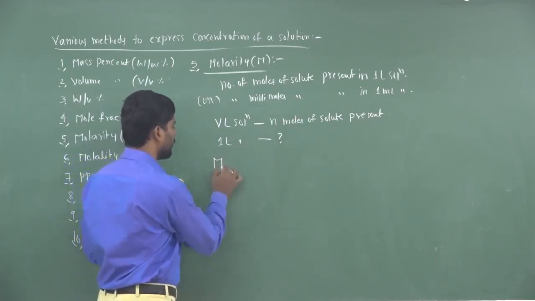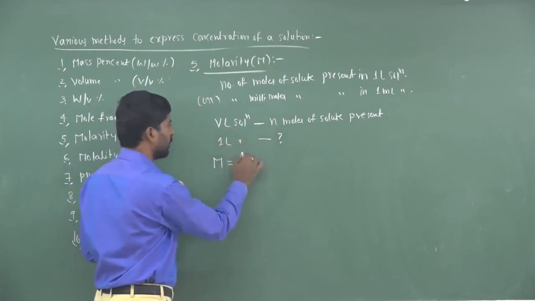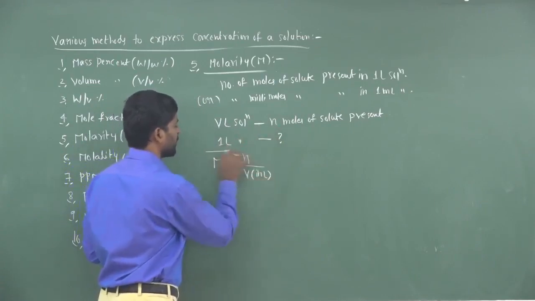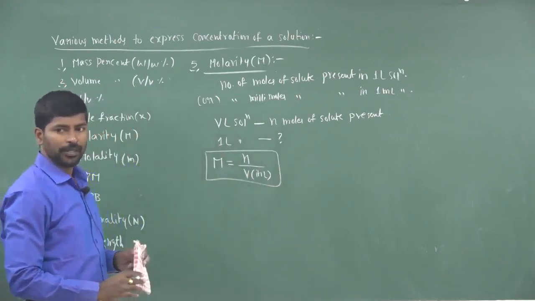So molarity is equal to n by V into 1. So number of moles by volume in liters. This is the formula for molarity: number of moles by volume in liters.